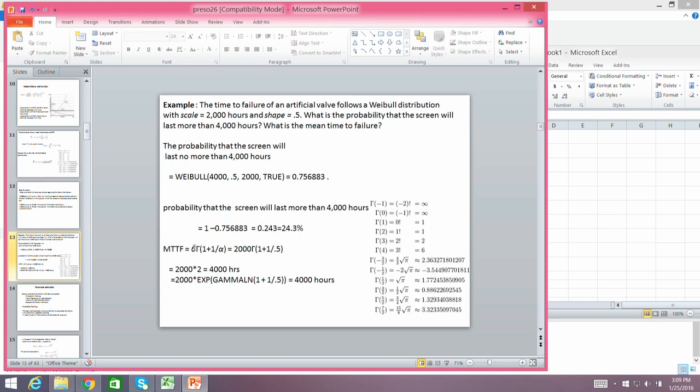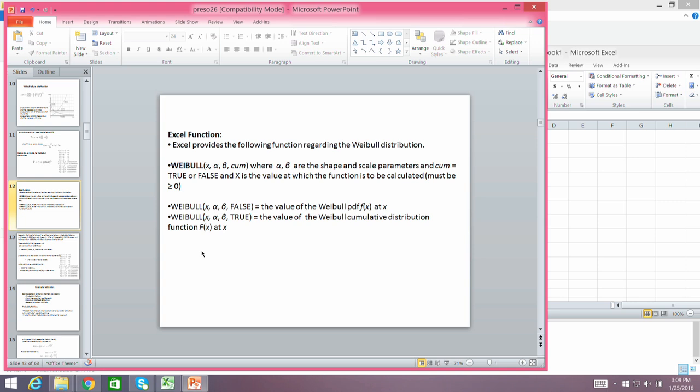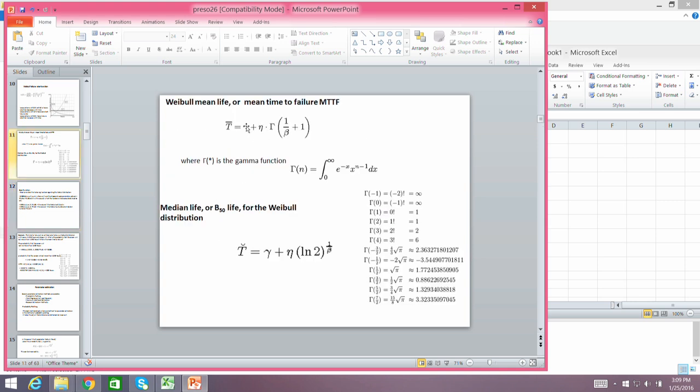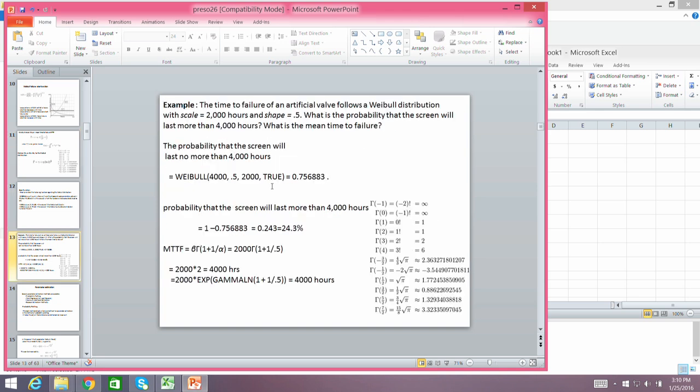So, we have 2000 here, and then the gamma function, because the equation is given like this. Here we will neglect this small gamma. So we have this into gamma function of 1/beta + 1, gamma of 1 plus 1 divided by 0.5, which is 2 plus 1, which is 3. Gamma of 3 is given by 2, and on this side you have 2000. So, 2000 into 2 is 4000 hours. So, the mean time to failure is 4000 hours.